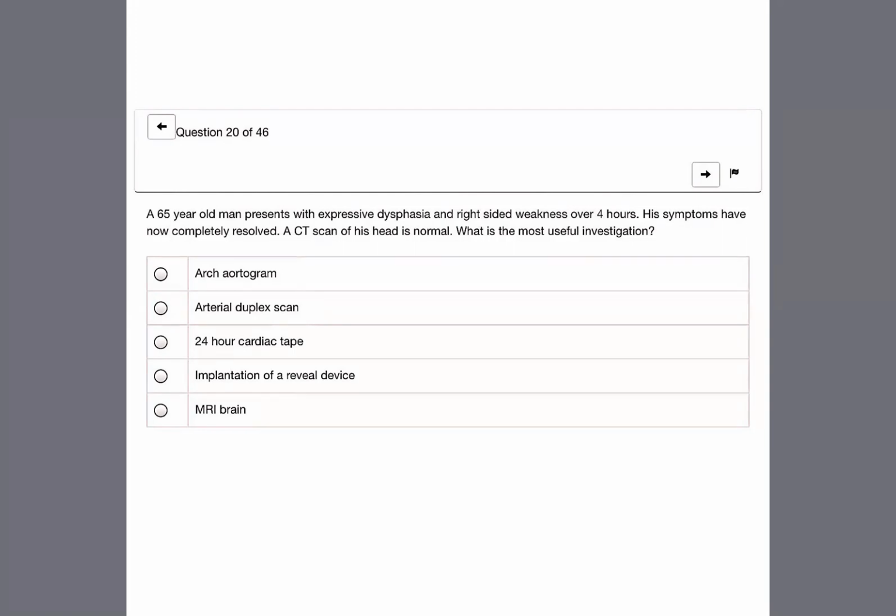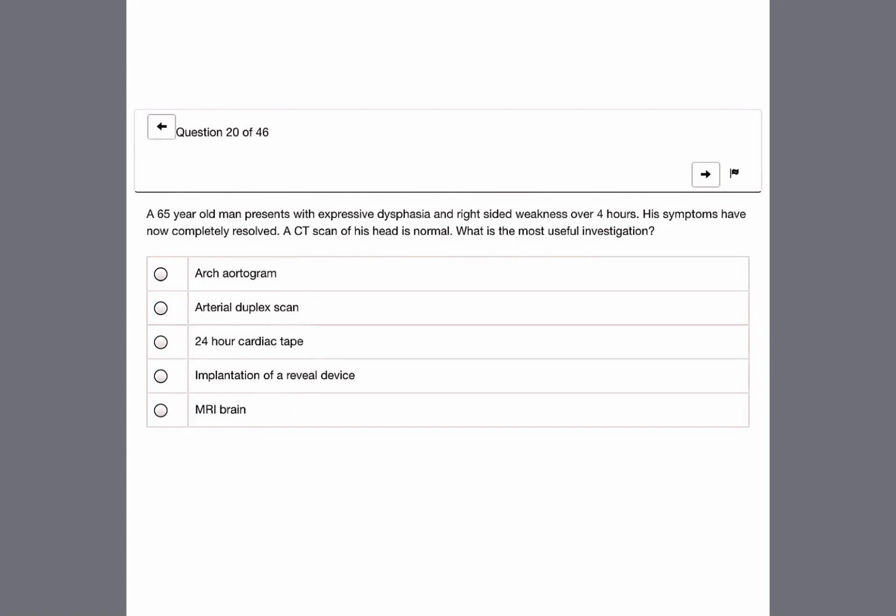MRI brain? No, the CT scan of the head is normal. We will do an arterial duplex scan to make sure the neck vessels are patent. On the neck veins? Carotid. Neck arteries, arteries, not veins. Arterial duplex for neck arteries. Carotid, yes, neck arteries, carotid arteries.